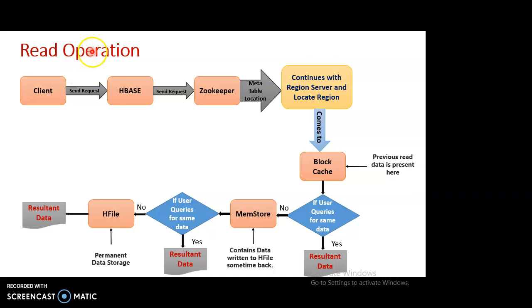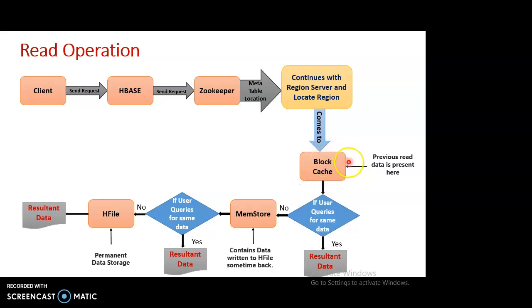And this is the read operation. First of all, the client will send a request to HBase. HBase will send a request to Zookeeper. Zookeeper will check the meta table location for the region server and to locate the region. Once the region gets located, the control will come to block cache.